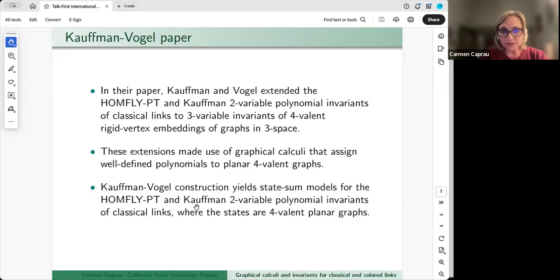Their work provided different approaches to the two well-known polynomial invariants, and the approaches were via state sum models, similar to how the Kaufman bracket is a state sum model for the Jones polynomial up to change of variables. So the states here for the polynomials are four-valent planar graphs, in one case oriented four-valent planar graphs, in the other case unoriented, and of course different calculi for the two polynomials.